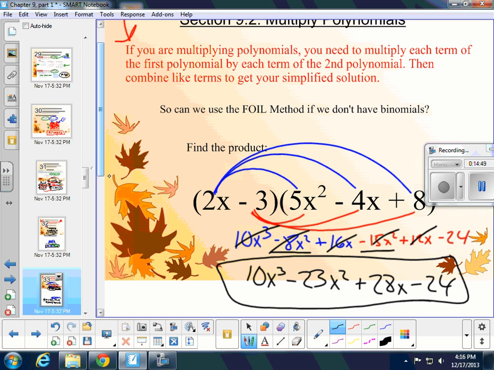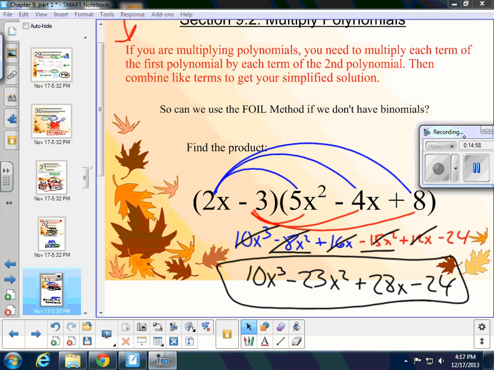Again, showing how even with the FOIL method I can still multiply two polynomials together. It doesn't matter how many terms are in each one. Again, it all comes back to making sure I multiply all the terms in the first one by all the terms in the second one.